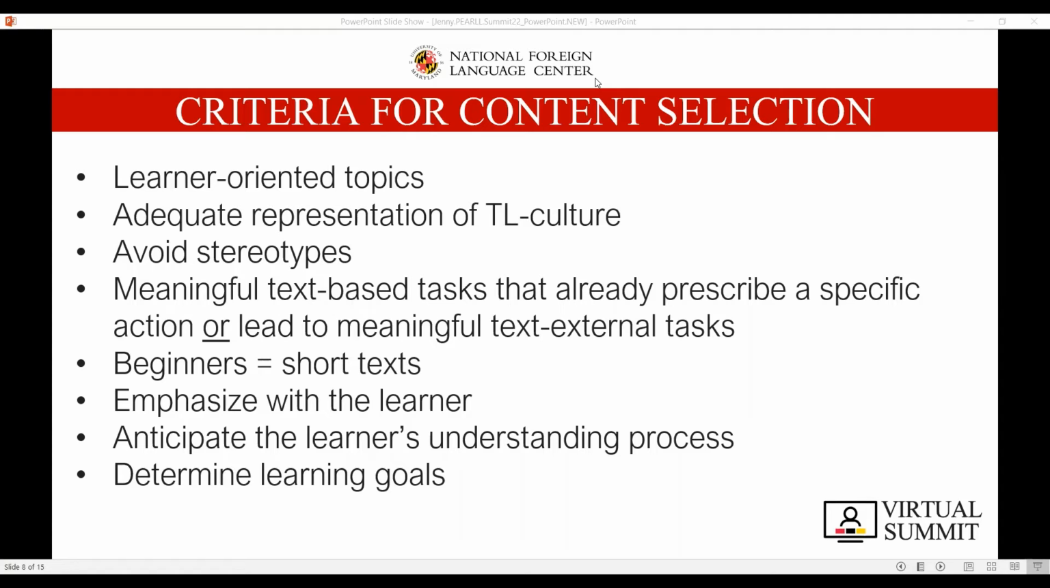Third, it is important to select authentic content not only for the mere reason that it is authentic. Instead, it is important to examine what the authentic content can offer the learner and to what extent the content could effectively contribute to positive learning success. A text used in a class must either contain meaningful text-based tasks that already prescribe a specific action for the learners, for example, the recipe we looked at, or should lead to meaningful text-external tasks, as previously described in the context of making a shopping list and then going to the market and having a conversation with the merchant.